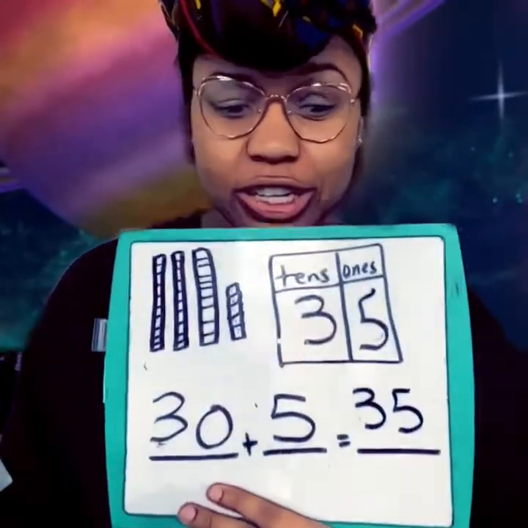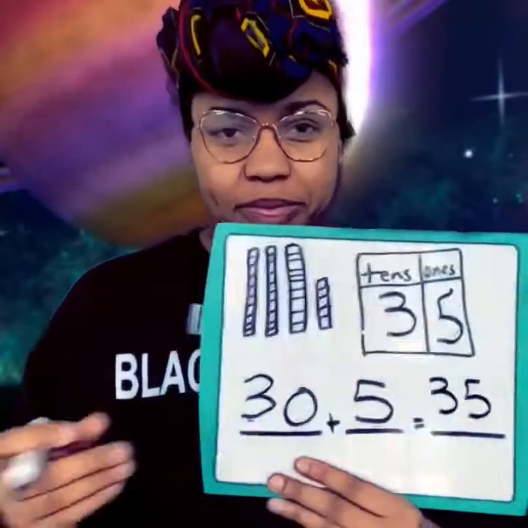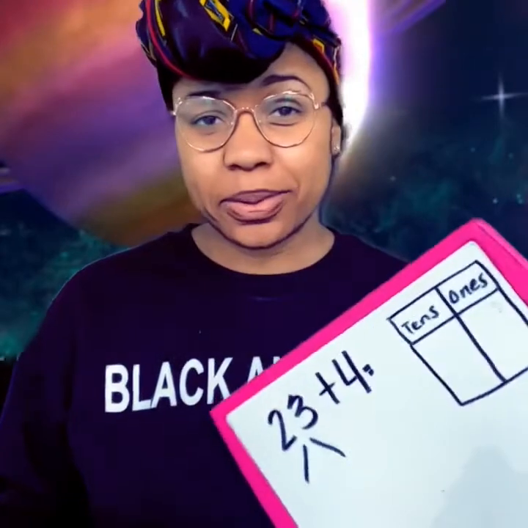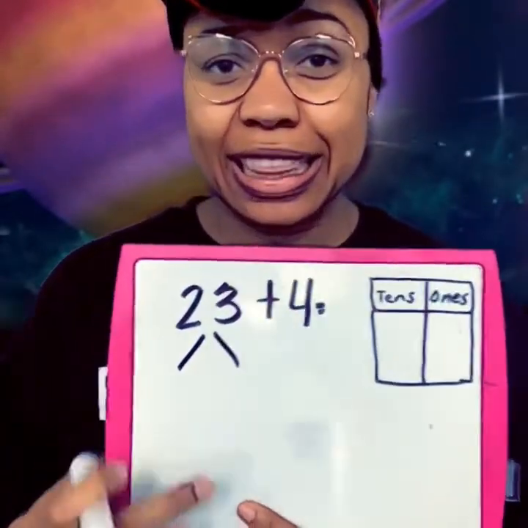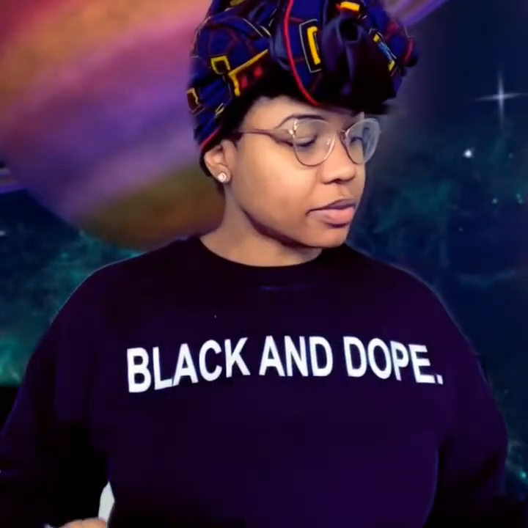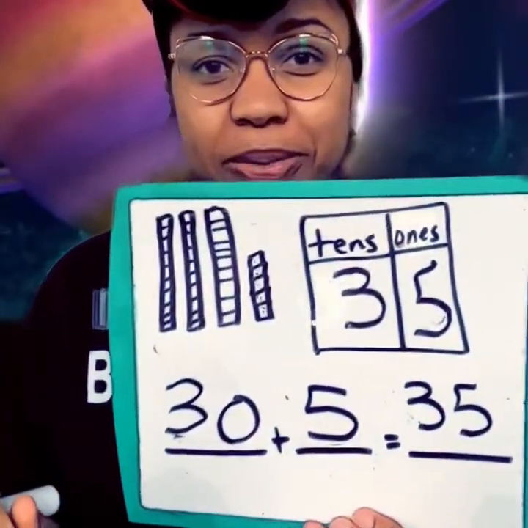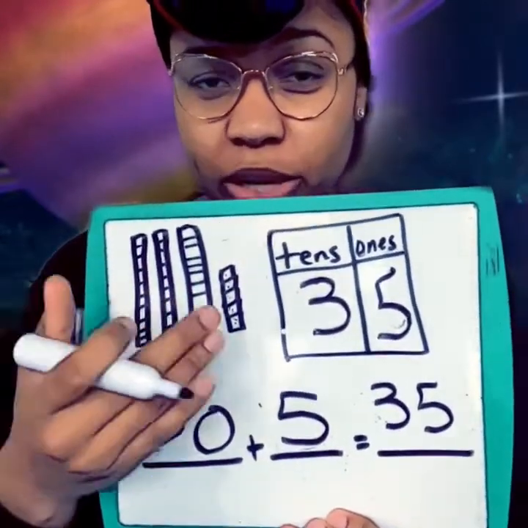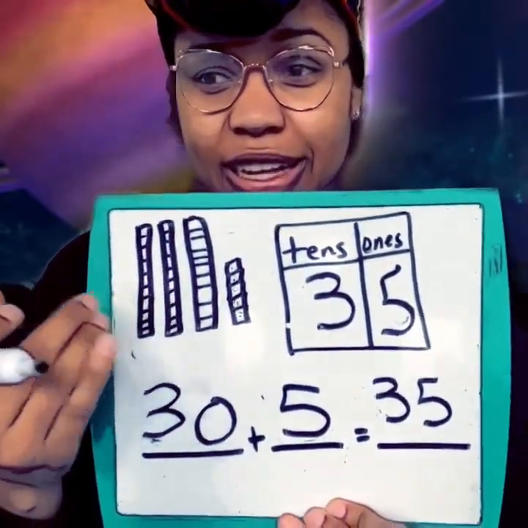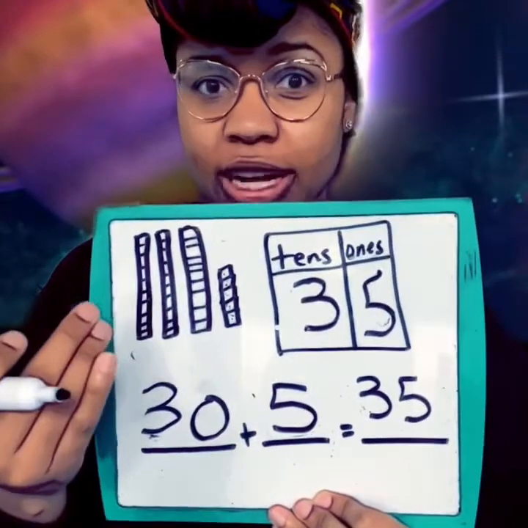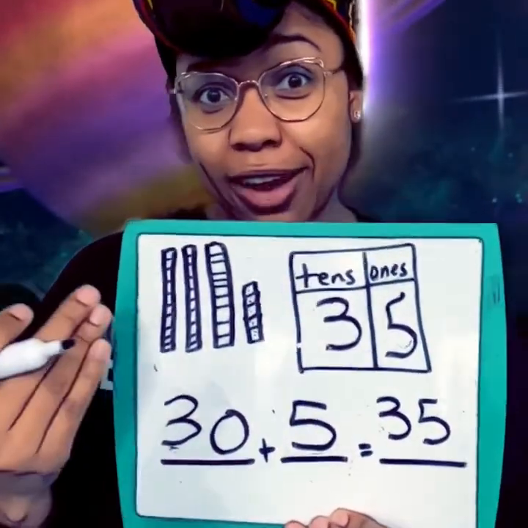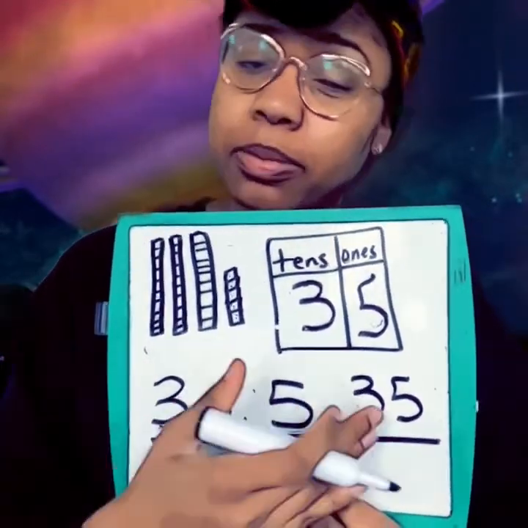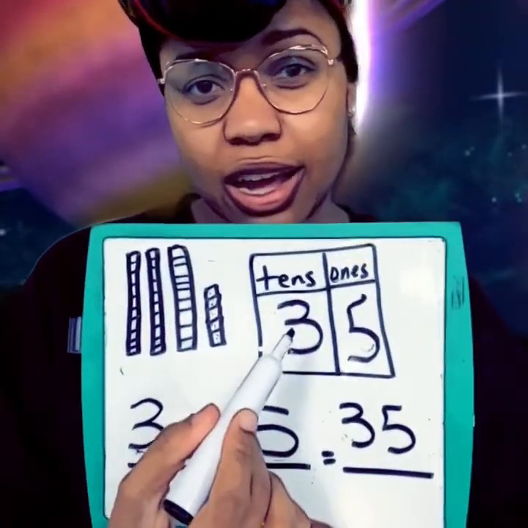So I have 35. Now, we also have to be able to break it down using number bonds and then drawing quick ones. On this one, they drew the quick tens and ones over here for us. So we didn't have to draw it. I already provided it for you. And then we just filled in our number sentence and our place value chart.